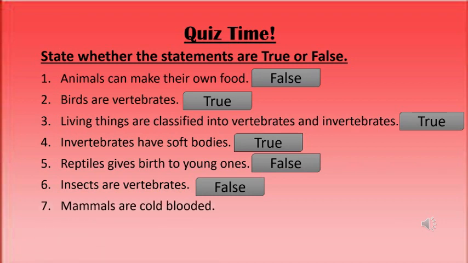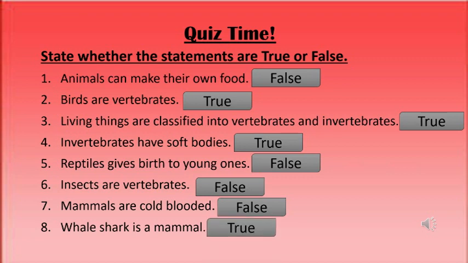Let's see the seventh one. Mammals are cold-blooded. Do you remember the meaning of cold-blooded? The word cold-blooded means it does not have a fixed body temperature. Do mammals not have a fixed body temperature? They do have, right? So that is also a false statement. Here is the last one. Whale shark is a mammal. Is it true or false? That is a true statement, right?